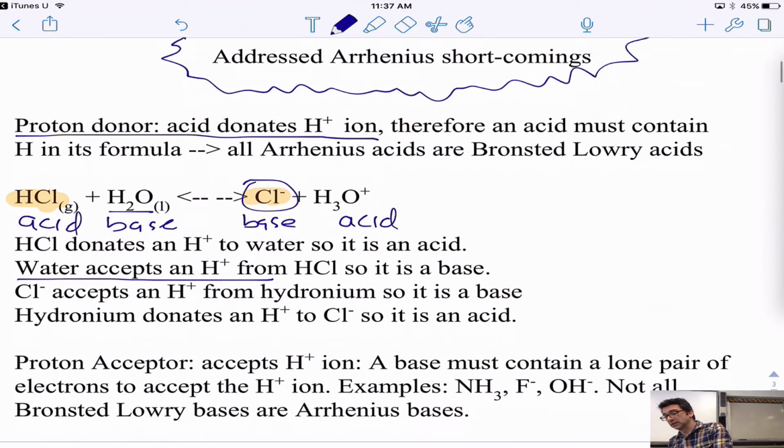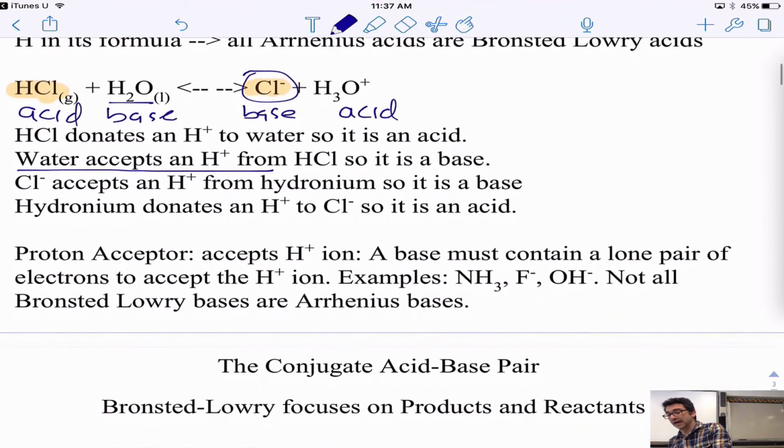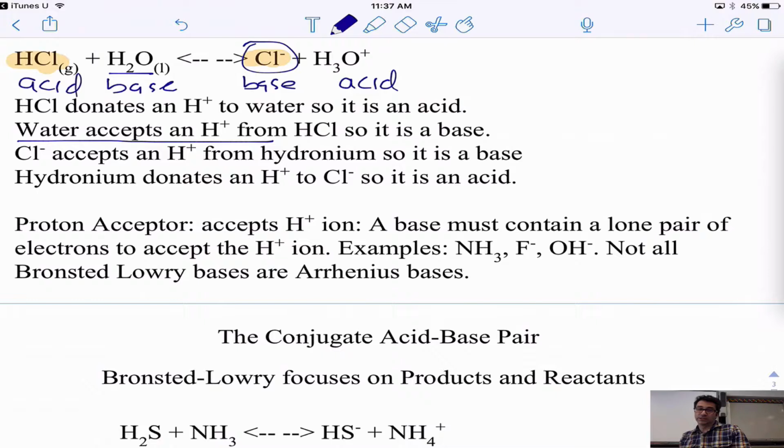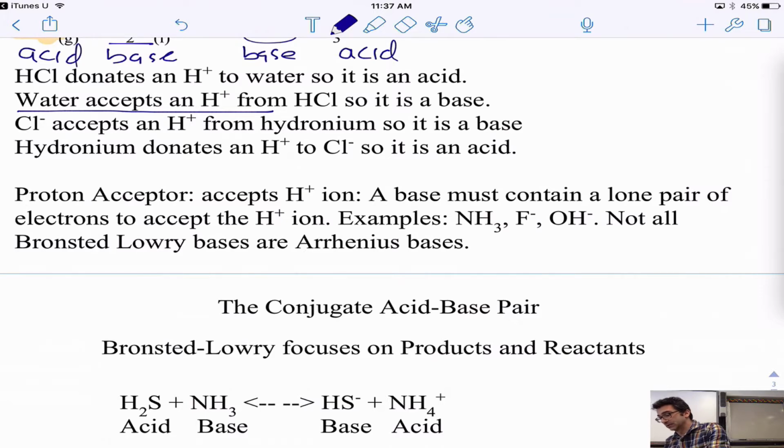So this shows you the HCl and the H2O reaction. We see that a proton donor is going to be an acid. A proton acceptor is going to be a base. Here I list some proton acceptors. These all have the ability to accept an H+. They generally can do this because they have a lone pair, and that lone pair can form a coordinate covalent bond with the H+.